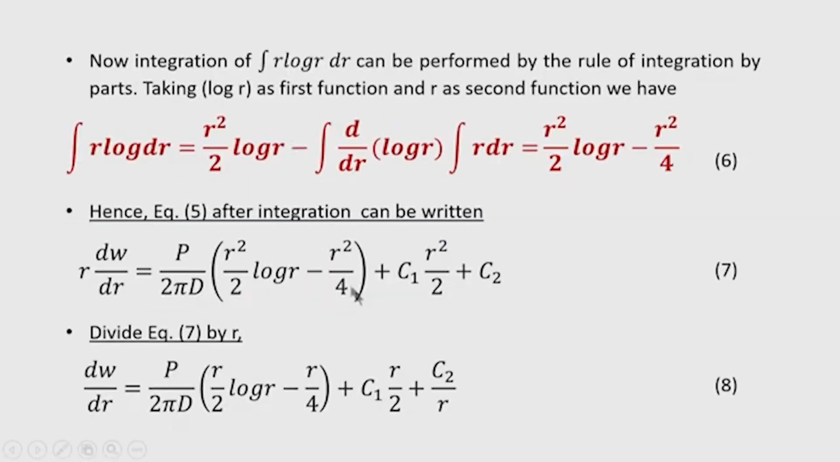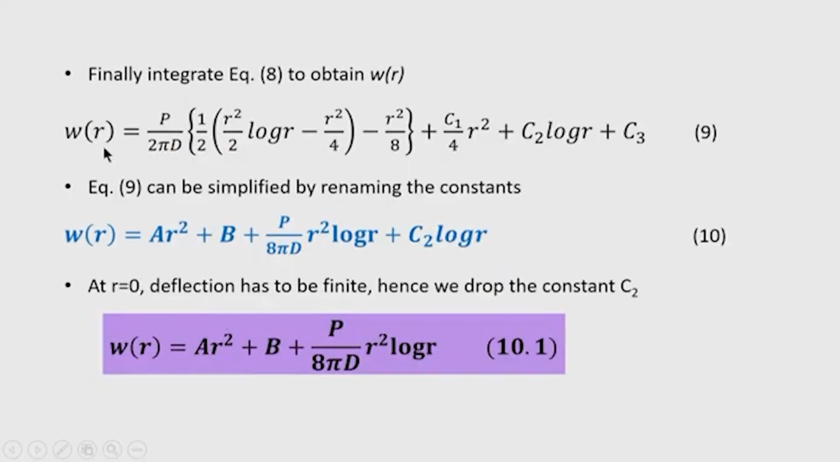So, finally, integrate equation 8. After final integration, again you see inside the first bracket the r log r term appears. So, this expression can be used again here for integration. So, after final integration, we get W(r), that is, W is a function of r, the deflected surface is a function of r, because it is an axisymmetrical problem. So, there will be no variable theta in the deflection expression, because at any orientation in the plate, the deflection value will be the same along the radial direction.